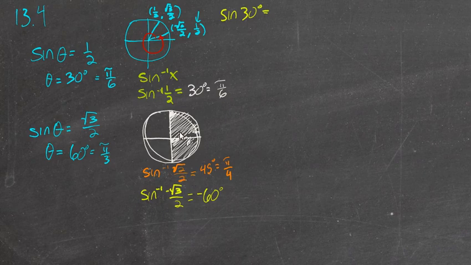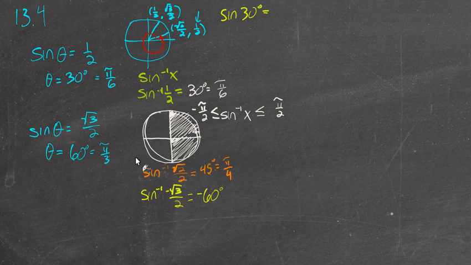So for inverse sine, we're going to stay between negative pi over 2 and positive pi over 2. For the inverse sine of a value of, say, x, we are going to stay between negative pi over 2 and positive pi over 2.